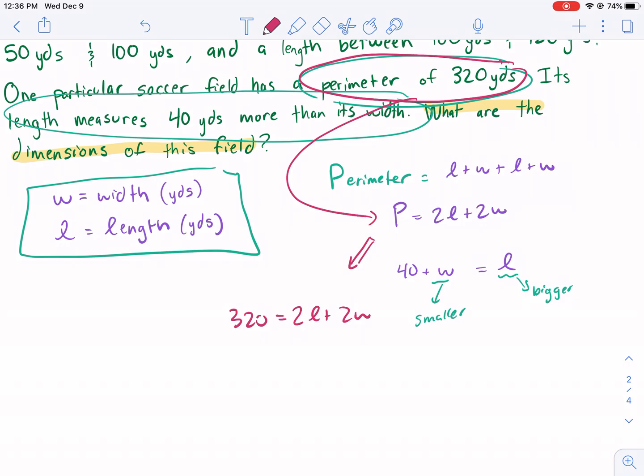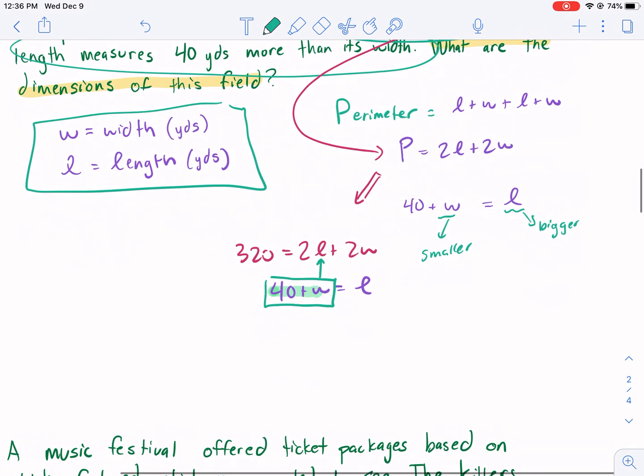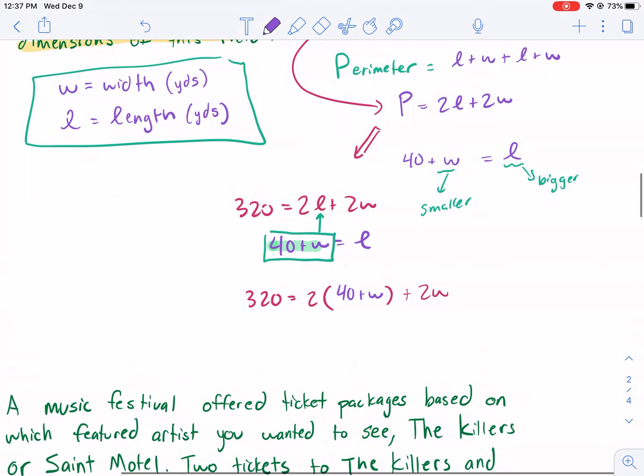And then we have our other equation, which is fine how it is. We have 40 plus W equals L. Now this one's already set up perfectly for substitution, so we're going to use substitution for this problem. Because we have L by itself, we're just going to substitute that in for L, and rewrite the pink equation with that addition. So we have 320 equals 2 times, I like to put parentheses, plus 2W, and then I substitute the value in, which is 40 plus W. Now I'm ready to solve.